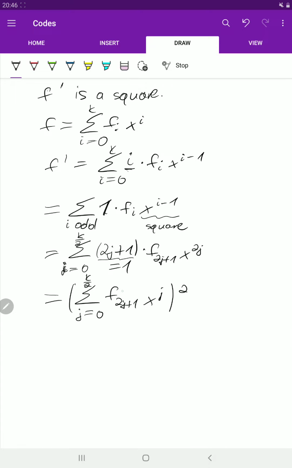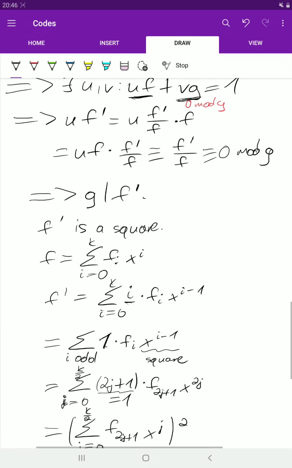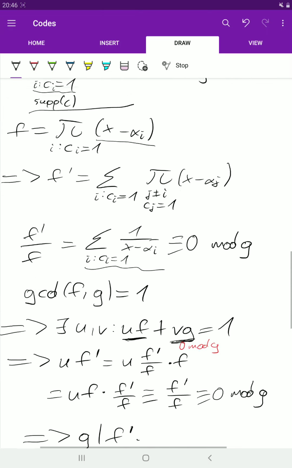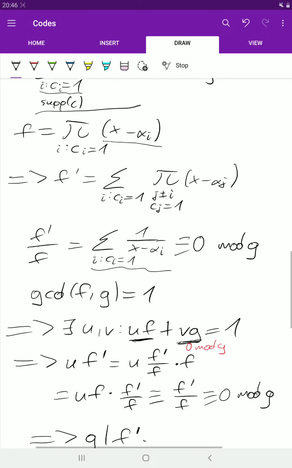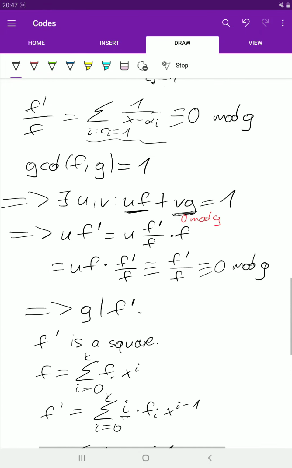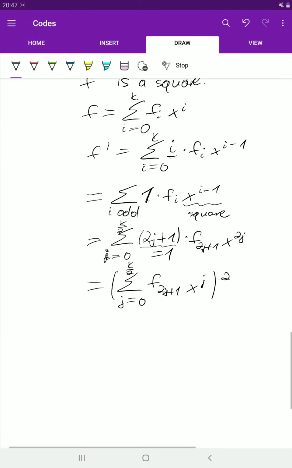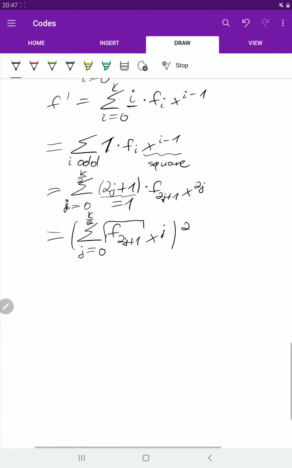Now let's see what we have to do here. So f is just this product over x minus alpha_i. Okay, so I'm not 100% sure. Probably we need to take a square root here. Maybe we can do something about it, I'm not sure.